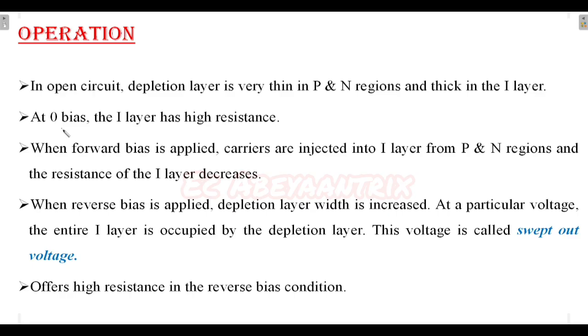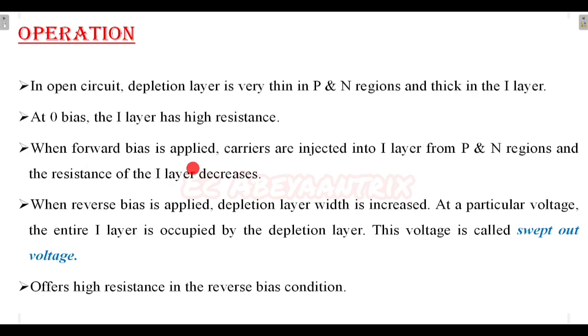So in zero bias, that is, we haven't applied any external voltage to the PIN diode. At zero bias, the intrinsic layer has high resistance, which usually means the conductivity will be very low. The I layer has high resistance, so the charge carriers won't be moving from P type to N type and vice versa. So there will be no conduction or no current flow in the zero bias case.